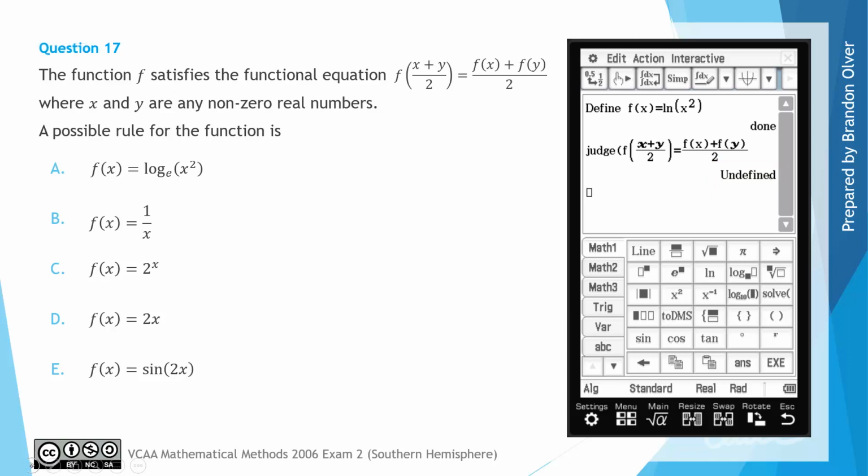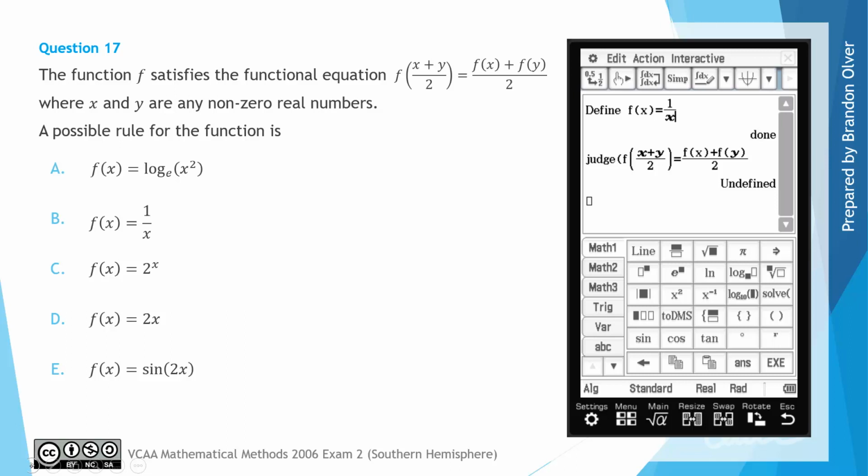The way that I've set this up on the calculator is that we can now just change the rule that f of x is defined to be, and then keep hitting execute, and it will keep judging for each new function. So in the top line where it says define f of x equals, I'm going to get rid of the log e of x squared and replace it with 1 on x as the function.